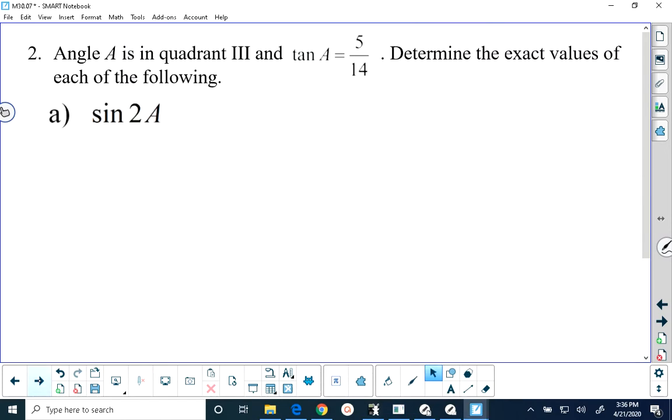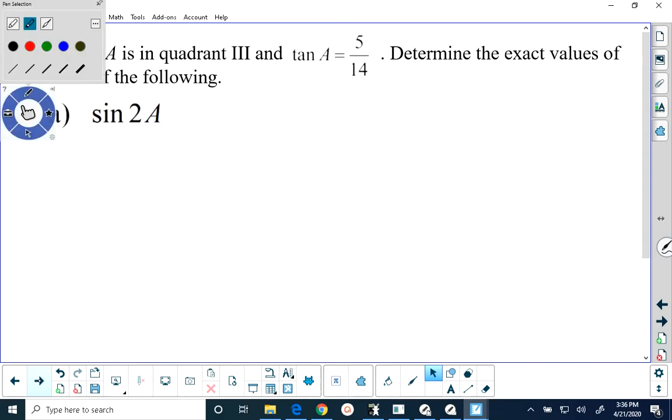We have one more example to do, question 2. As I said, it's a pretty short lesson. We have angle A in quadrant 3, and tangent of the angle is 5/14. I hope you're starting to recognize this. This happens very frequently. You're dealing with a quadrant 3 rotation angle, and you're given a tangent.